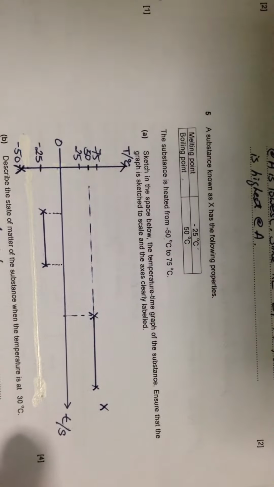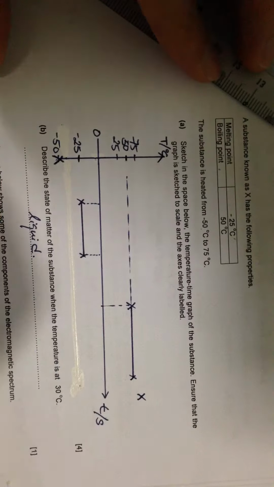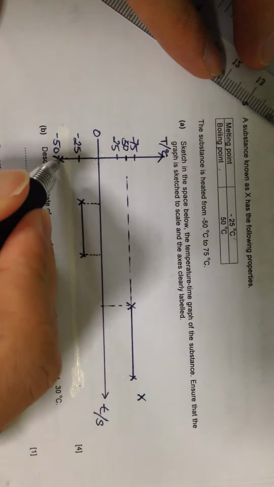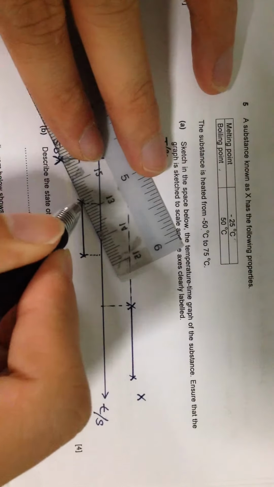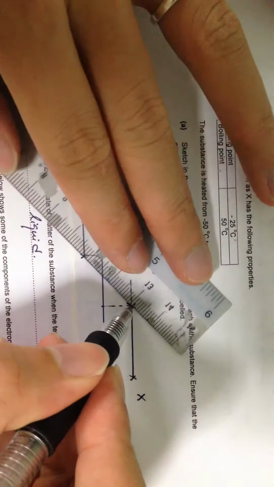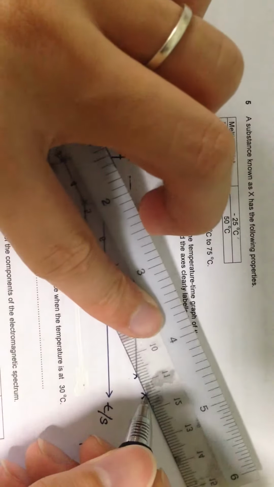Now I just need to draw my curve. At secondary school, you are not penalized for the gradient, whether it's a straight line or a curve. So I will just draw a straight line, sorry. So straight line here, from minus 50 to minus 25, it is going to melt, that's why there is constant temperature. After it has completely melted, it's going to get heated up again. Then after that it's going to boil at constant temperature, and finally it reaches 75 degrees C.